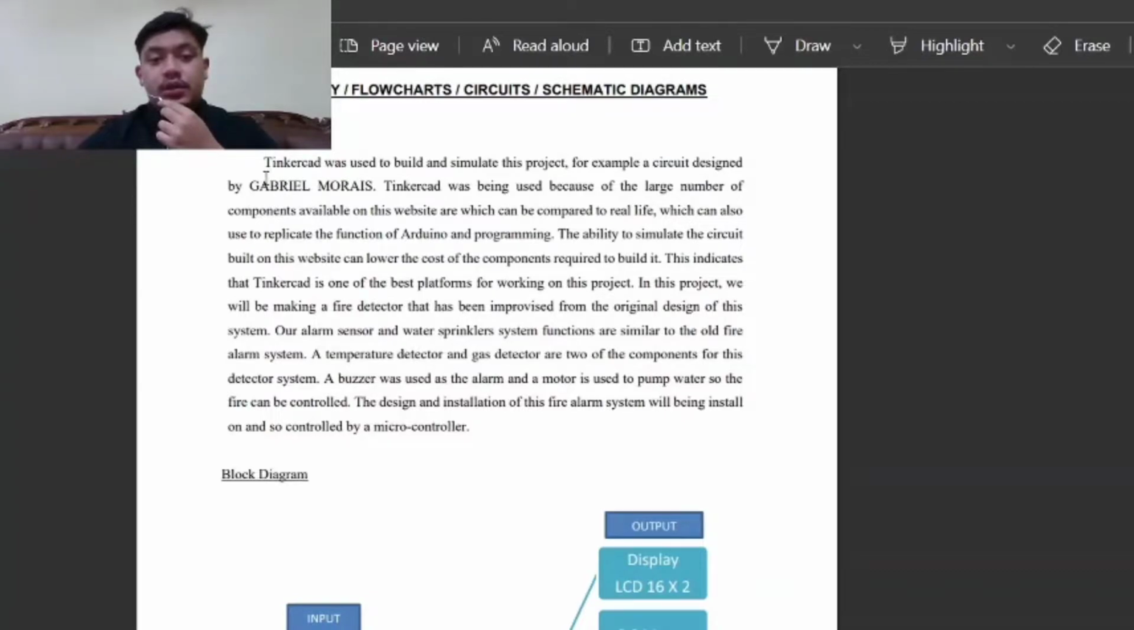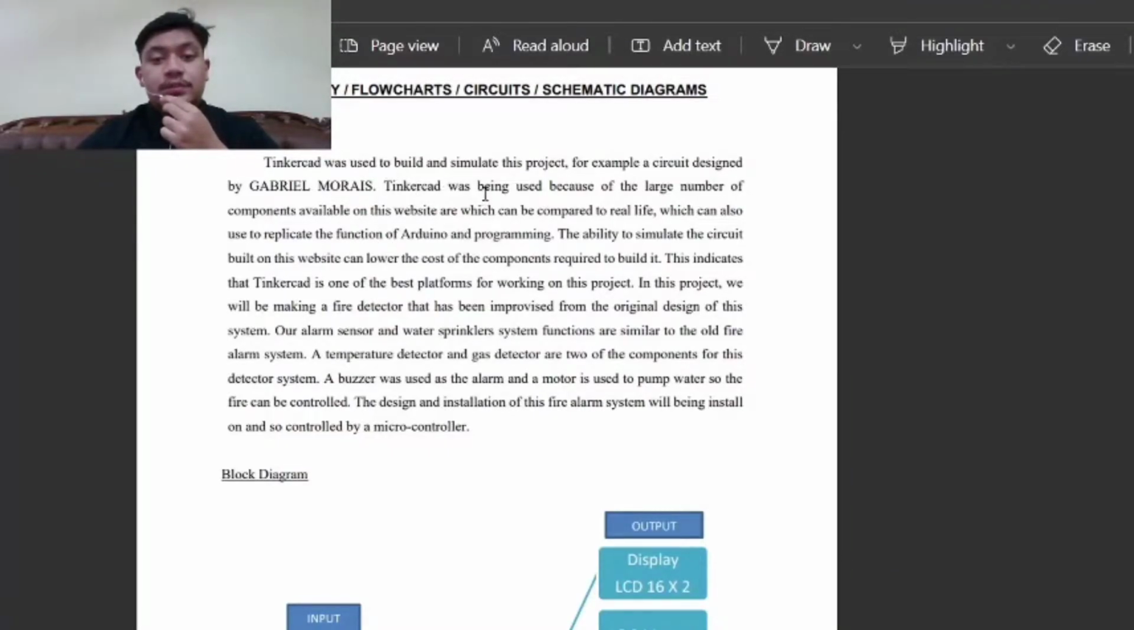Right now I will explain the methodology. The methodology is the method that we use to do our project. Alright, we use Tinkercad, as Tinkercad was used to build and simulate this project. For example, circuit design by Gabriel Moraes. This sentence means that we use Gabriel Moraes' circuit design as our sample to do our project.